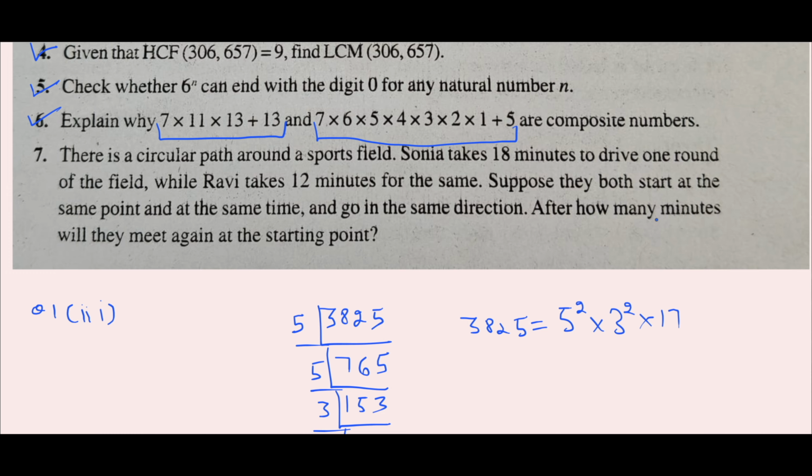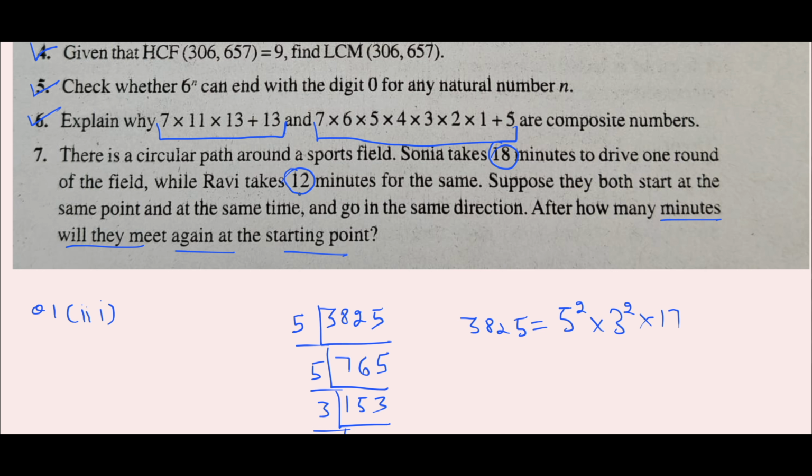So the important thing is they have to meet at the starting point only. It means Sonia will complete every round at 18 minutes and Ravi will complete every round at 12 minutes. So whatever time we give, at that time Sonia should complete her round and Ravi should also complete his round. It means that time should be a multiple of 18 and 12.